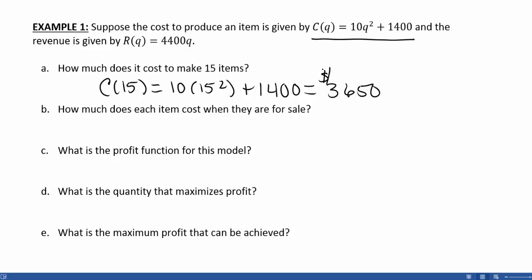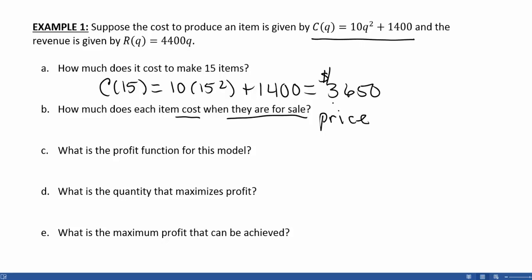Part B, how much does each item cost when they are for sale? Now, the wording of this question is a little deceiving. You see the word cost here, but we're not talking about the cost function. When we ask how much does it cost when they are for sale, we're really looking for the price. What is the price that we are selling this item for?